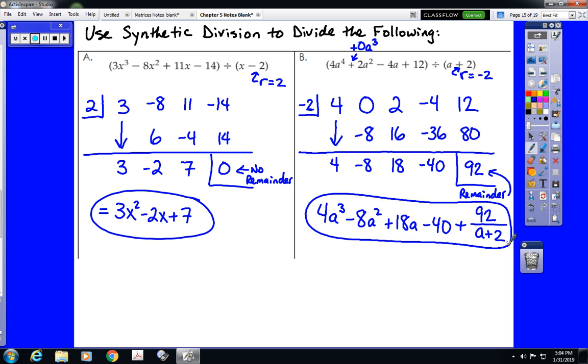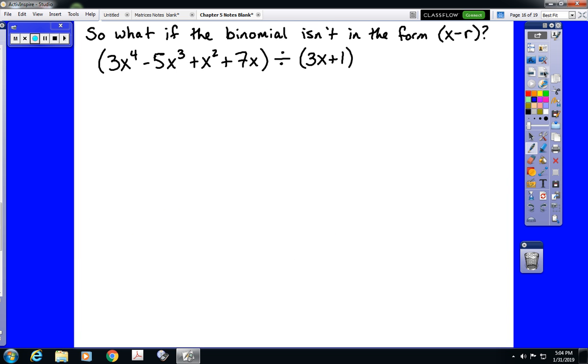Now, I said before that synthetic division only works when you're dividing by a binomial in the form x minus r. So the question arises, well, what do you do if your divisor is not an x minus r form? So here's an example where we have a number in front of x, which means it is not in the proper form, because the proper form always has a 1 in front of the x. Well, we can actually trick this problem into allowing us to use synthetic division.